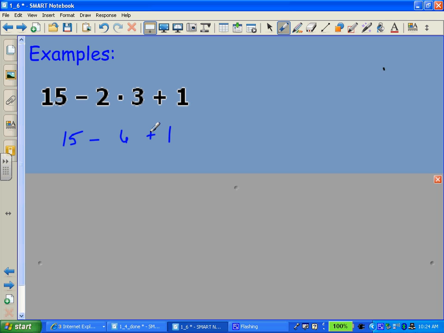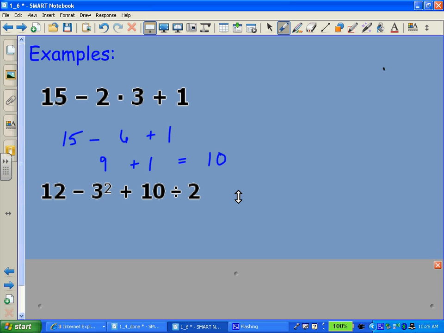Okay, then I don't have any division, so I look for addition and subtraction. I do have both of those here, and remember those are grouped, so I'm going to do that from left to right. So 15 minus 6 is 9 plus 1, and that equals 10. And notice that if you didn't do it from left to right, you would get a different answer. If you added first, if you did 6 plus 1, you'd get 7, and then 15 minus 7 is 8. So it is important that you follow the order of operations.